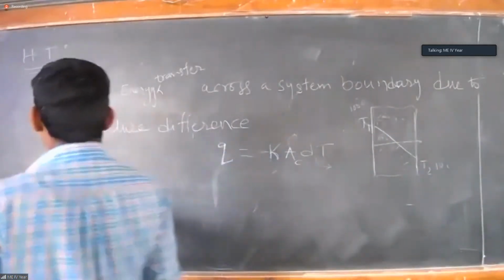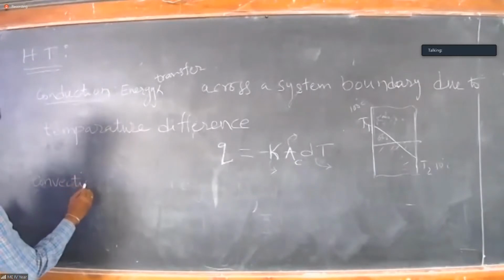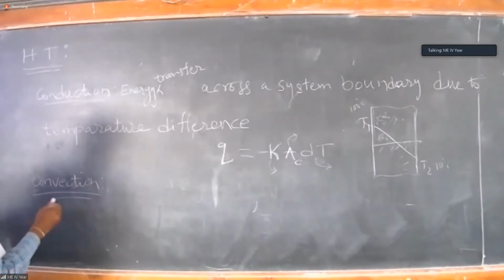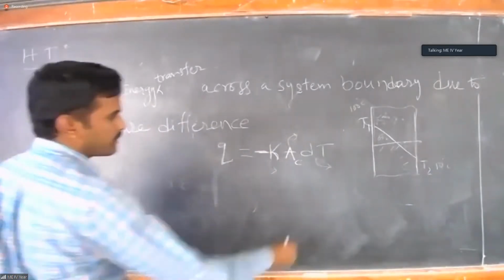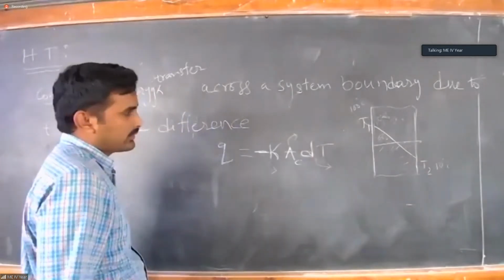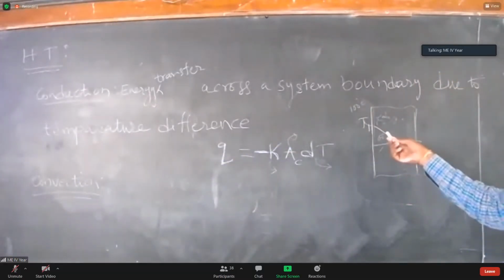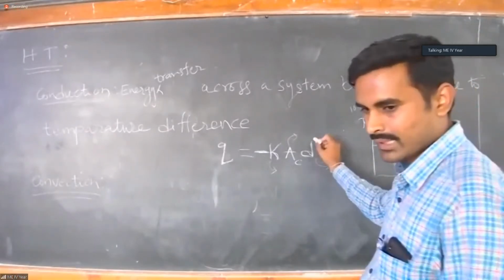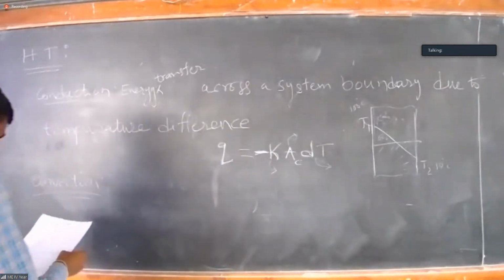And then convection. So this negative sign, you know, right, is there to account for the temperature difference and energy transfer from higher energy to lower energy. So this will take care of that. So that's why we will have a minus sign here.